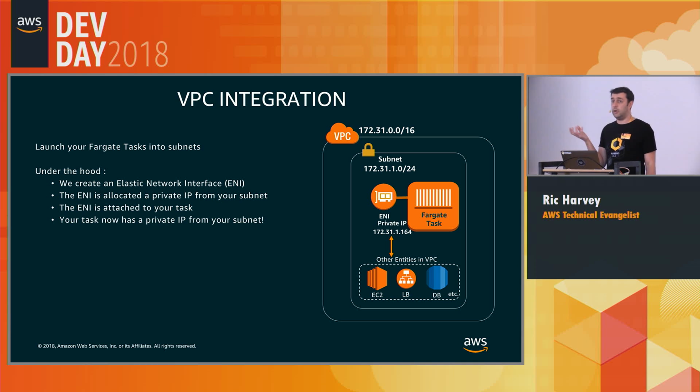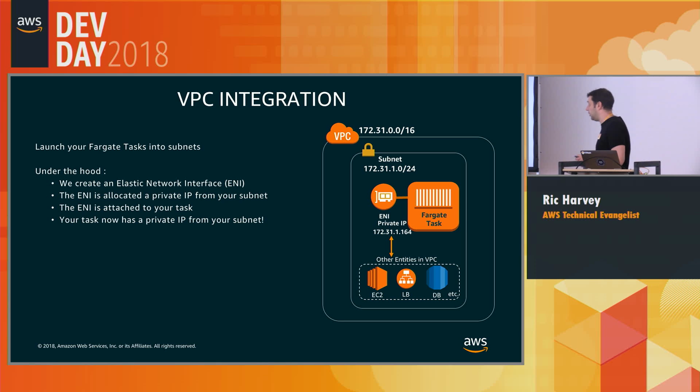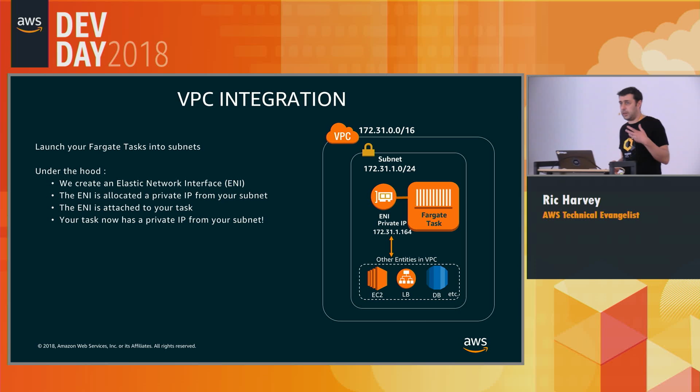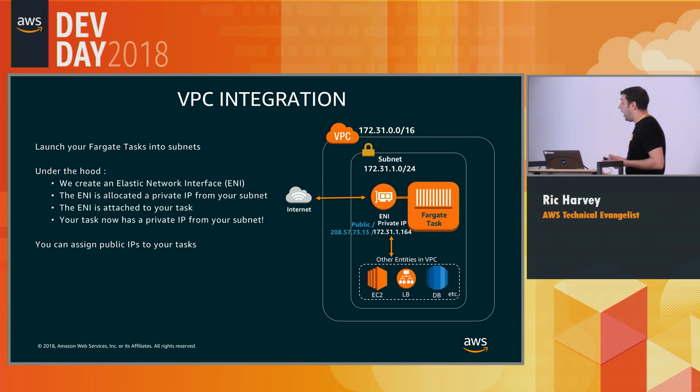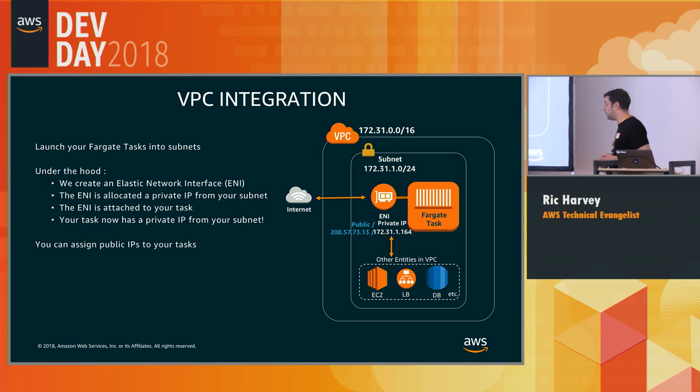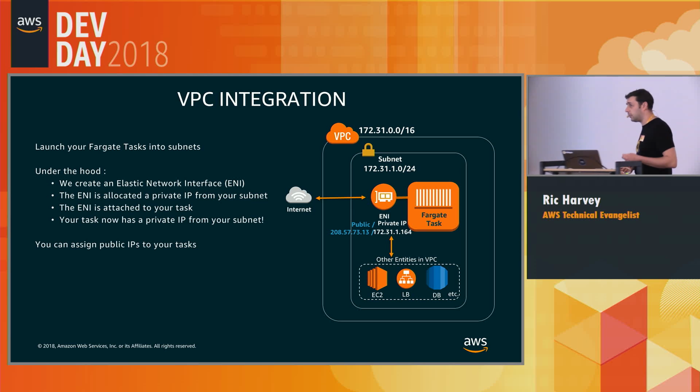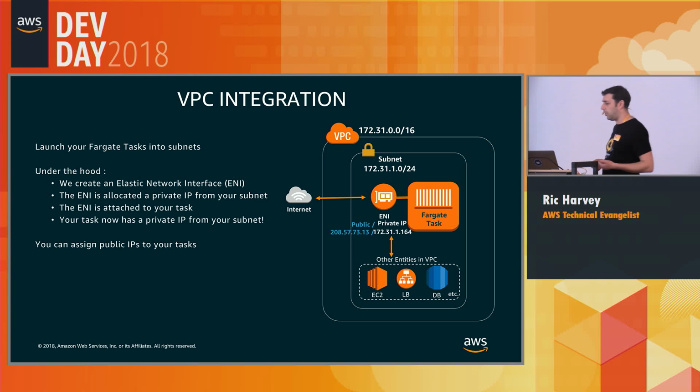So you've got an IP address that matches the rest of your network. So you can use security groups and network access control lists to do your normal configuring of access through your network. The internet can come on a public IP direct to the ENI if you want. It's also possible to do this in a private mode, which we'll touch on in a minute.